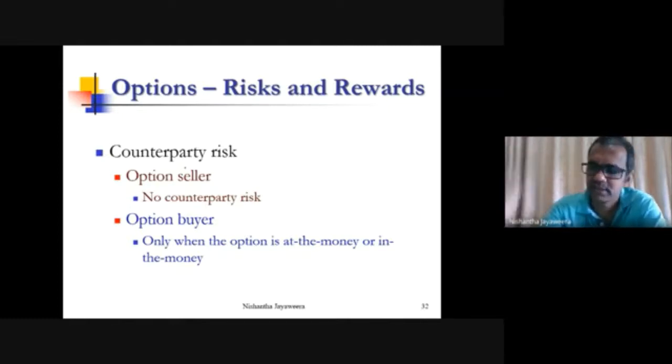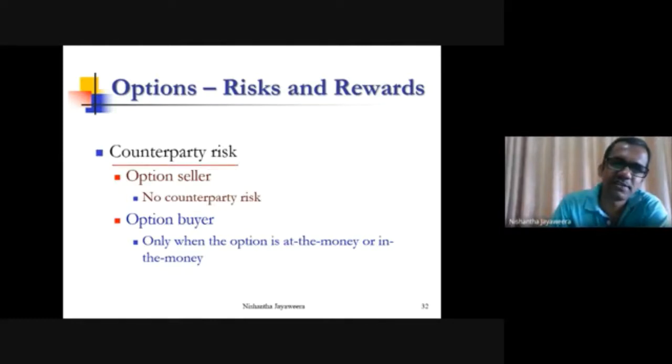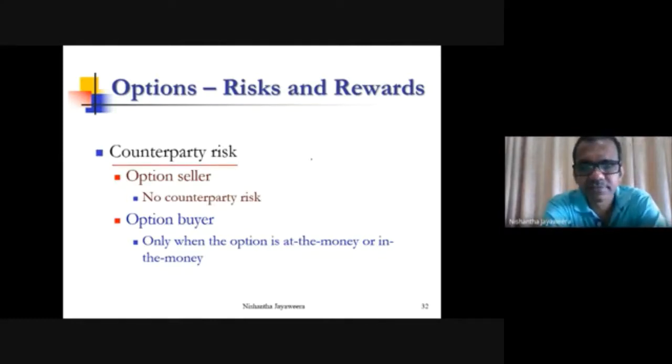Other than that, we have the counterparty risk. But again, this is not symmetric like in a forward contract. In a forward contract, both parties take the counterparty risk, not sure whether the other party, your counterparty, would deliver on the maturity date. But in an option, not both parties take the risk. Option seller does not take any counterparty risk because the option buyer has no obligation towards the option seller.